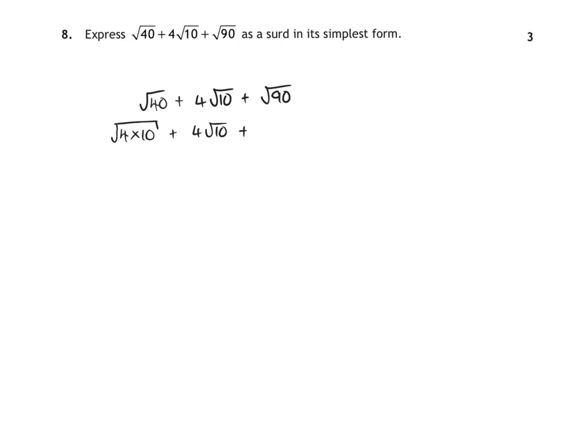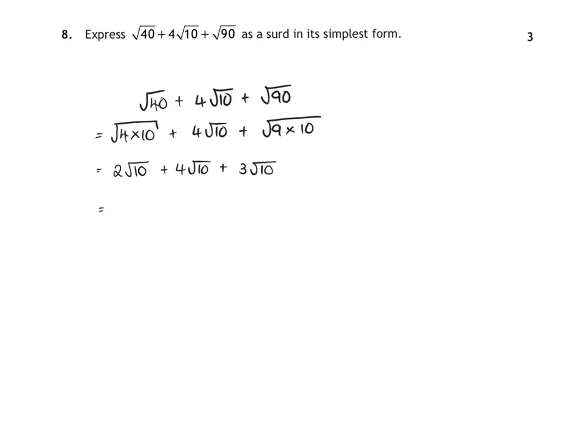And then the 90 we can split up into 9 times 10. So each of them now has that 10 that we need. So if we think about it, the square root of 4 is 2, and then the square root of 10 we just leave as the square root of 10 because there's no way to make it nicer. Okay, and then we have our 4 root 10, and then the square root of 9 is 3, and then again we leave our square root of 10.